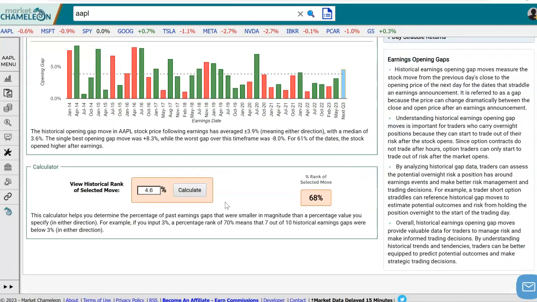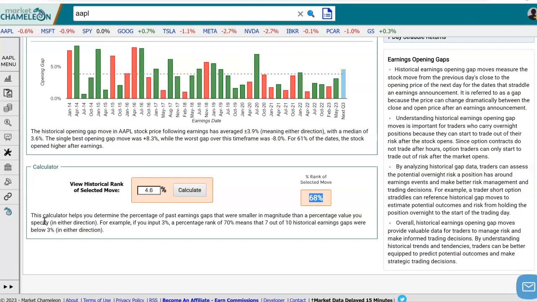If we slide down a little bit further and we wanted to see the percentile rank of the gaps, we could enter a number in here, calculate, and this will show us the percentile rank of the number that we enter versus the historical gap moves. So for instance, right now it defaulted to 4.6%, which is looking at the most recent straddle, and the 68% is letting us know that 68% of the historical moves were below 4.6%, remember, in either direction. So this is looking at absolute returns.